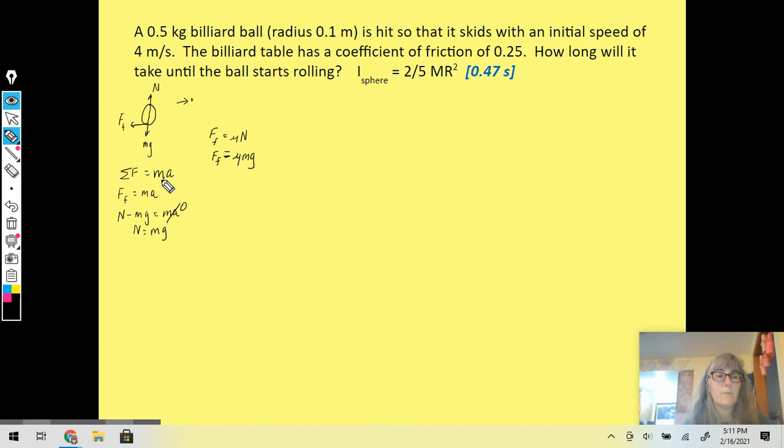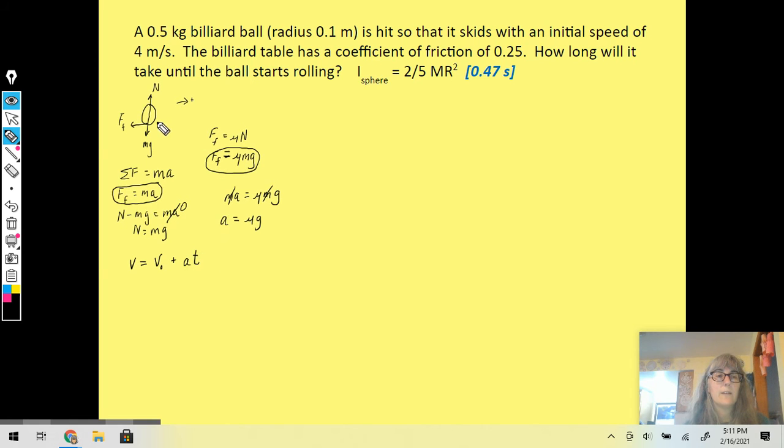So now what I'm going to do is combine this equation and this equation. Since both of those are equal to each other, I'm going to have MA is equal to mu mg. Yay, M cancels. And now I have an expression for A. That's going to be mu g. So I'm going to use that expression of A in my equation here. V is equal to V0 plus AT.